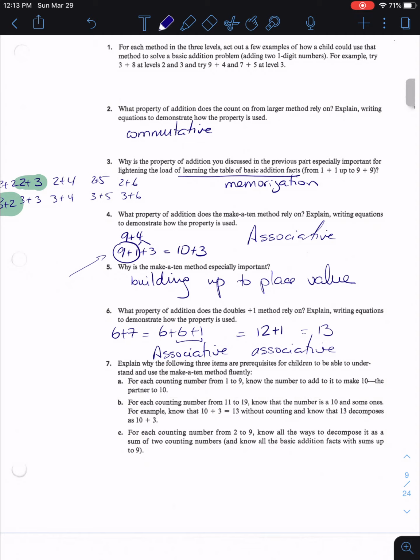And for each counting number from 2 to 9, know all the ways to decompose it as a sum of two counting numbers. Again, that's the same thing where we're looking at making 10 and doubles. We are looking at a whole, and we need to have students be flexible with composing and decomposing numbers between 2 and 9 and beyond as far as possible. Eventually we'll be decomposing based on place value. So for example, we'll say 23 is 20 and 3, but at this point we need to begin that understanding early so that they understand that any number can be decomposed into two other numbers in a range of ways.